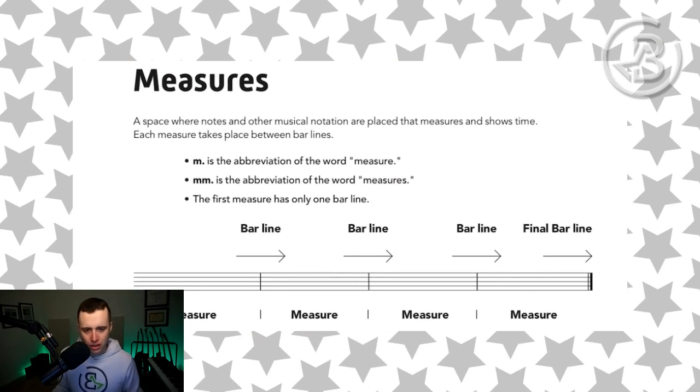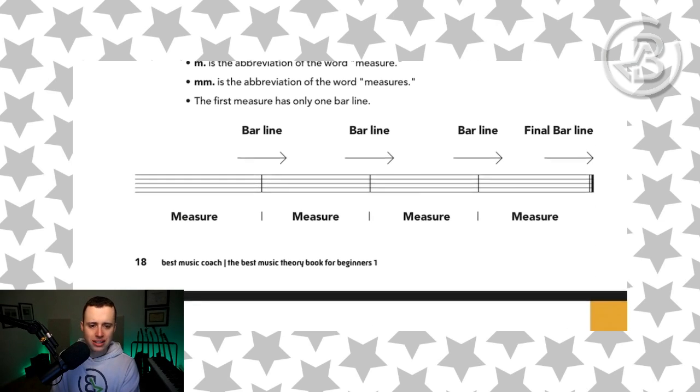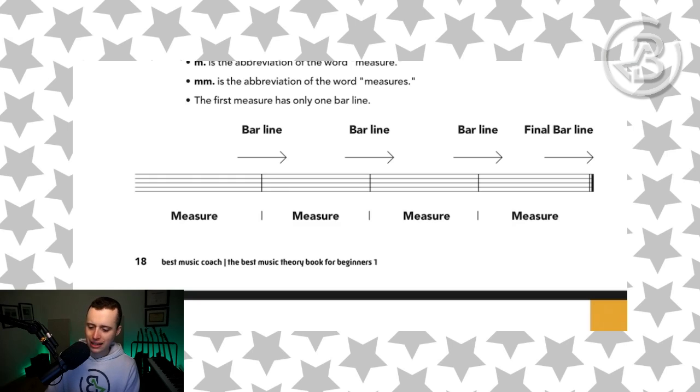A measure is a space on the staff where notes and other musical notation are placed, and the measure shows time. It shows, from left to right, when we count or we clap. Time is happening when we go from left to right. So you can see that in between each bar line, there is a measure. Here we have a bar line, here we have a bar line, and between the 2 bar lines, we have a measure.